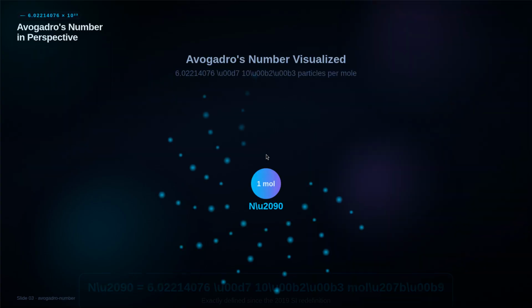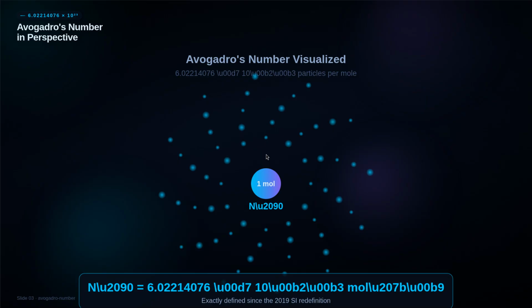The number that defines a mole is called Avogadro's constant, written with the symbol N sub A. Its exact value, fixed by international agreement in 2019, is 6.02214076 times 10 to the 23rd reciprocal moles. The plain number, 6.022 times 10 to the 23rd, is called Avogadro's number, written N0. It is a dimensionless count.